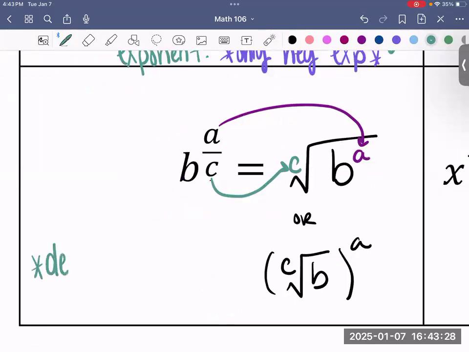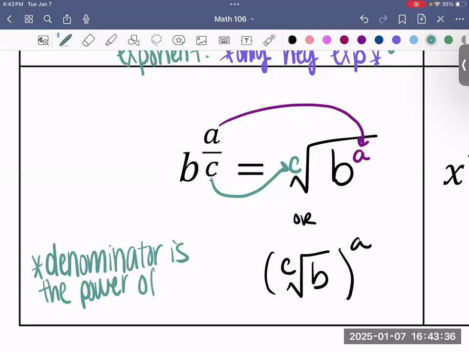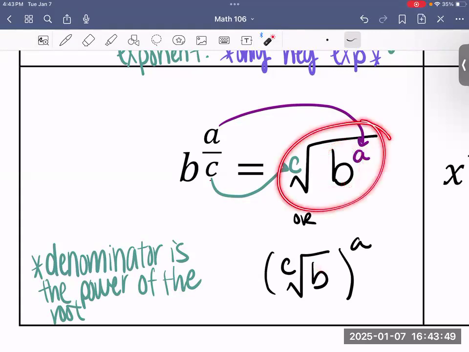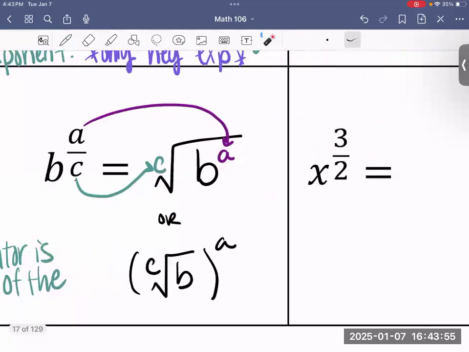The denominator is the power of the root. And you'll notice that you can write it in two different ways. When you first write it, it doesn't quite matter. However, when you do go to evaluate, if b were to be a number, sometimes you want to be strategic. You might want to take the root of it first and then take the exponent, or vice versa.